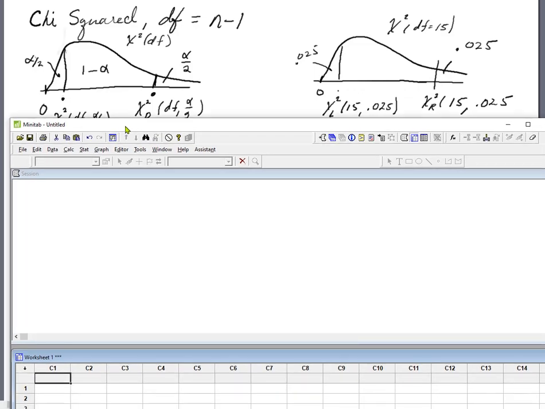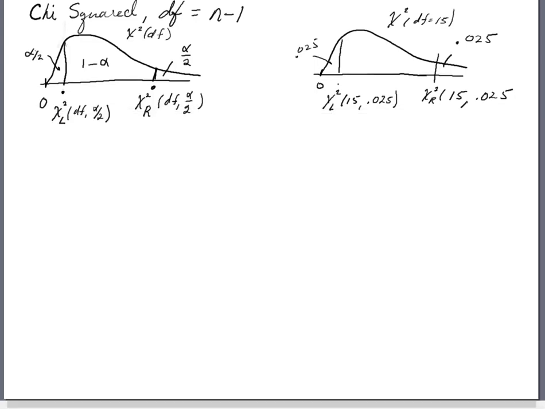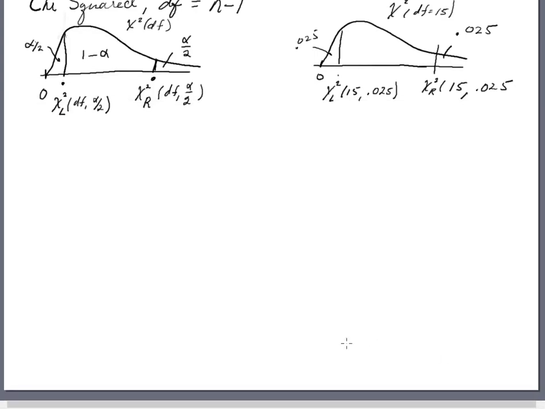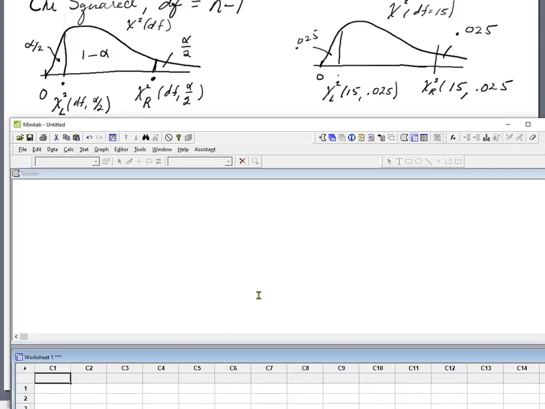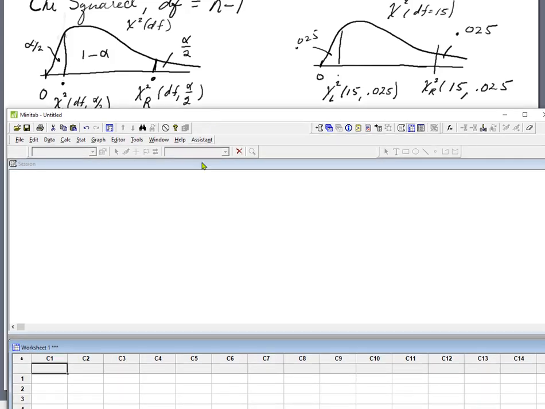And you can see from our sketch here that what we want is two values, the chi-square for the lower tail and the chi-square for the upper tail. And we have to look those up individually because they're not symmetrical. The chi-square distribution is not a symmetrical distribution.